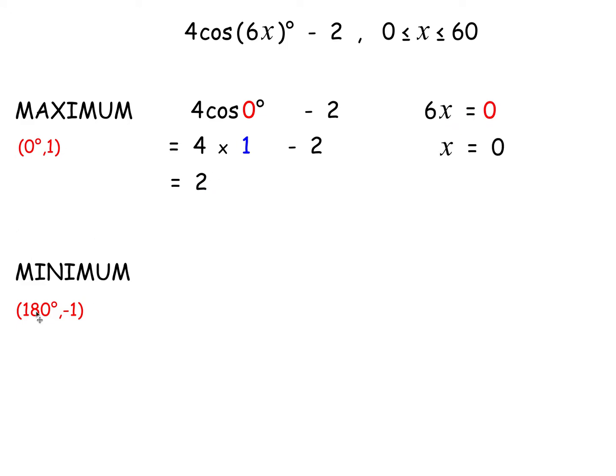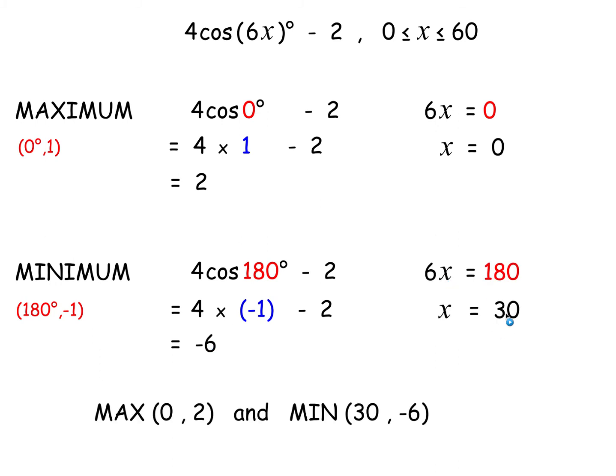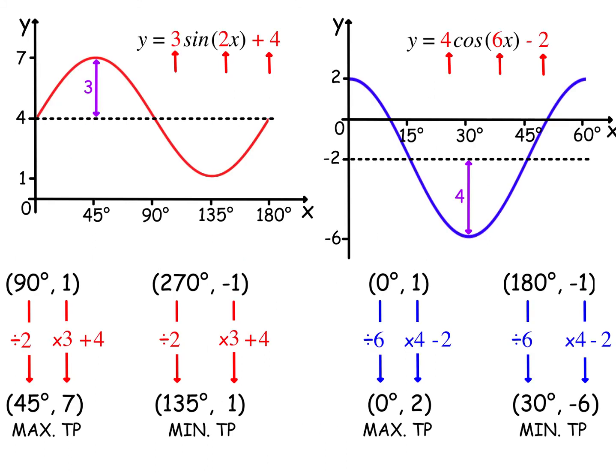The minimum, I want the bracket to become 180, so I make the bracket 180. Cos 180 is negative 1, and you can't get lower than that. 4 times negative 1 subtract 2, there's the minimum value. When does the bracket become 180? Obviously you need 30 there, but there would be the equation. Same answer as before, and we've got the maximum turning point and the minimum turning point, just what I had in the last example with doing it with graphs.